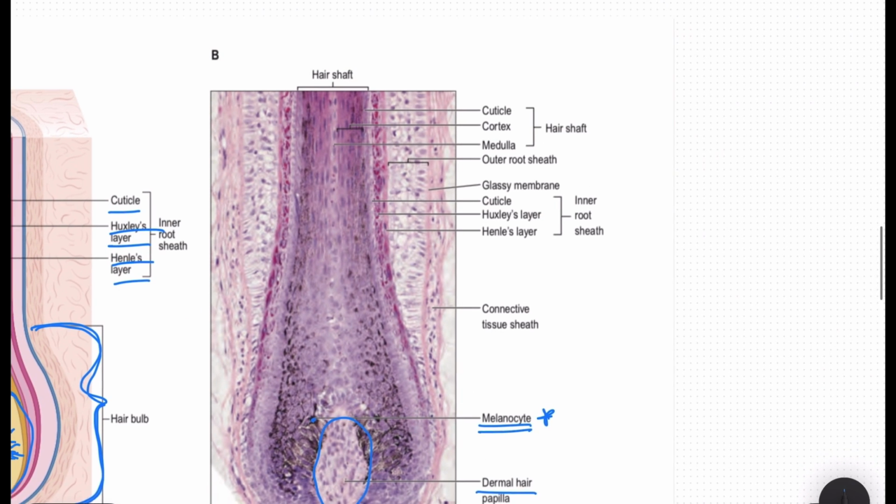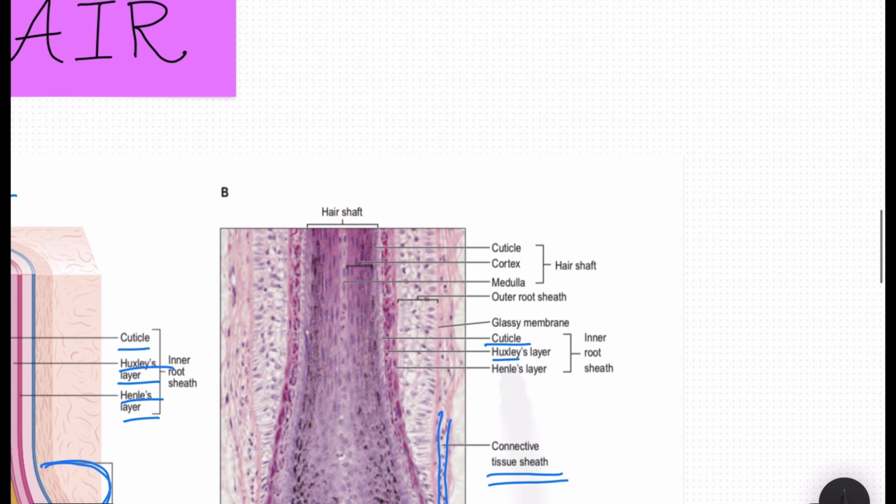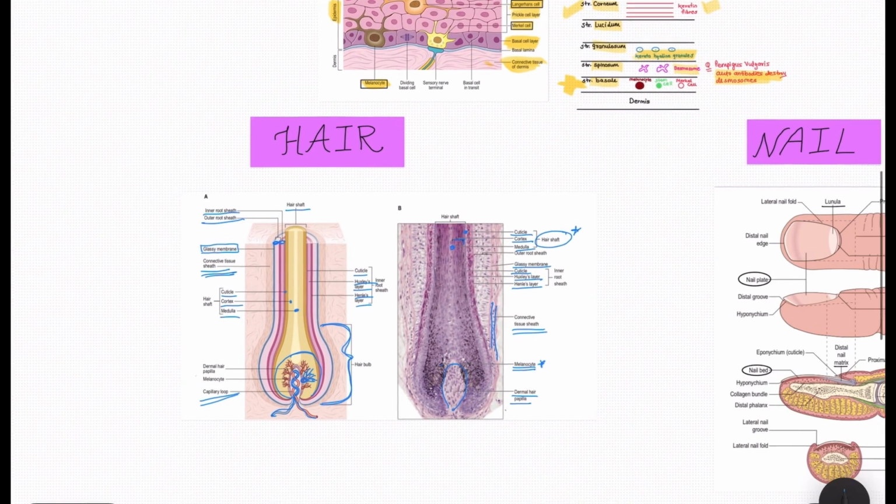Then connective tissue sheath you can appreciate here, outside sheath like structure. Then cuticle, Huxley's layer and Henle's layer, glassy membrane outside. Then cuticle, cortex, medulla. This is the medulla, then cortex, and then outside is cuticle. These are structures of hair shaft. Okay. So this was our hair follicle under microscope.